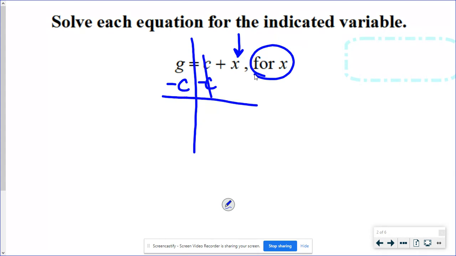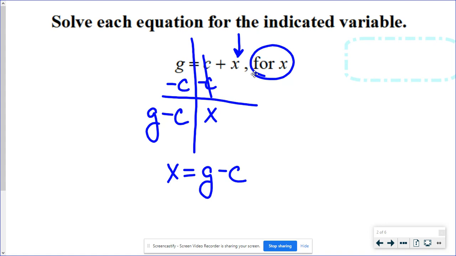So that's going to go away. There's my x. That's what I really wanted. G and C are not like terms. They can't go together. They don't turn into like a GC. It's just going to be G minus C. Now, I am perfectly fine with this. A lot of times people want to rewrite it so that the x is first. So they're going to say that x equals G minus C. They just flip-flop the two sides of the equation. And right there's my answer.